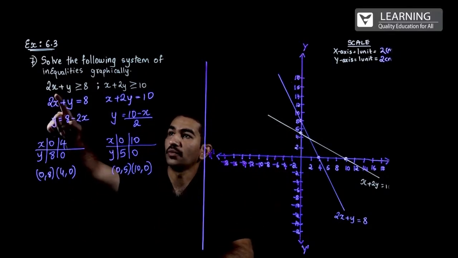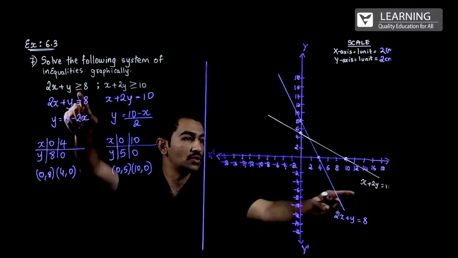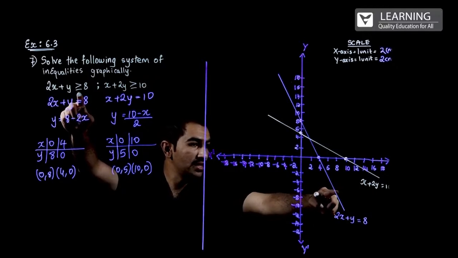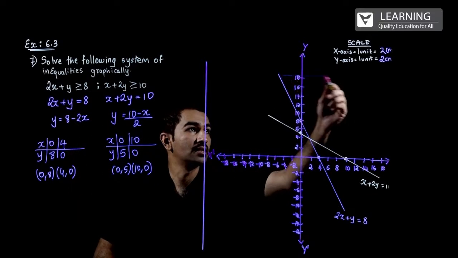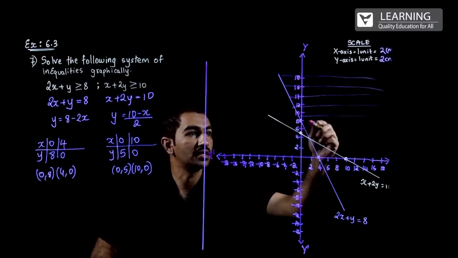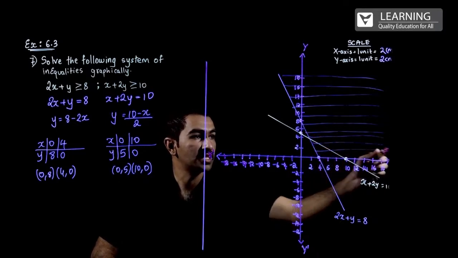So in inequalities, what do we have? 2x plus y is greater than or equal to 8, right? So this is 2x plus y equal to 8. Greater than means this side. So we'll take the pink color, shade it on this side. So all these parts is 2x plus y greater than or equal to 8. Okay, shading in pink color only.